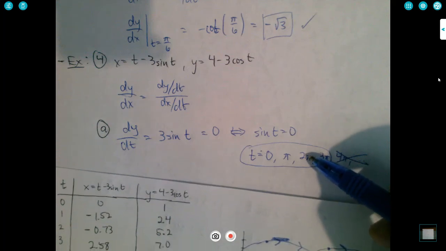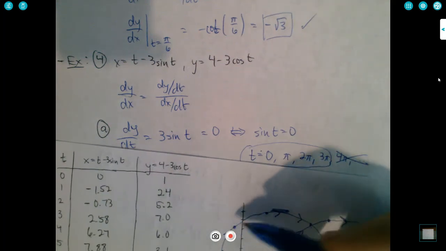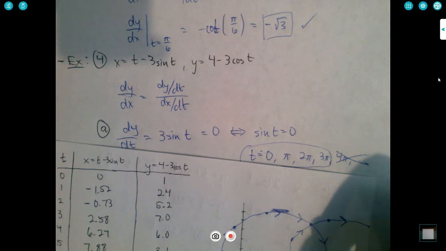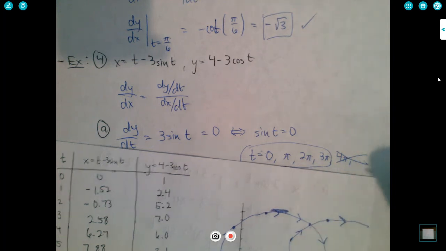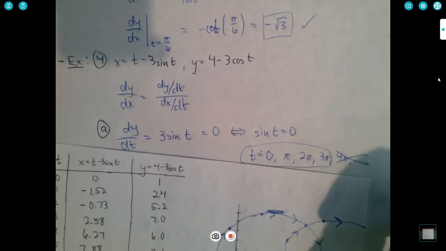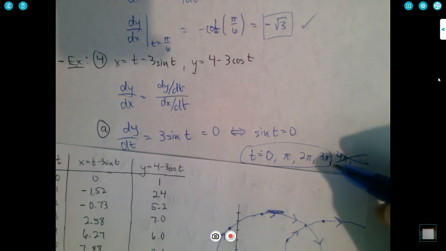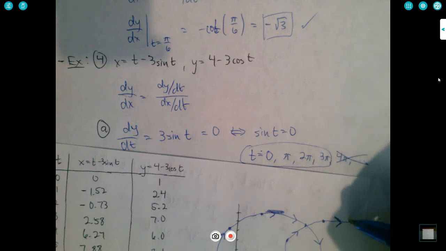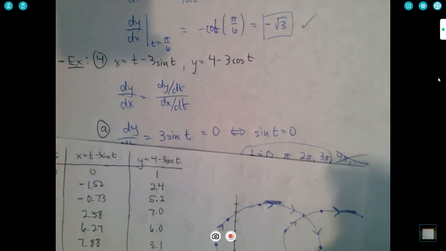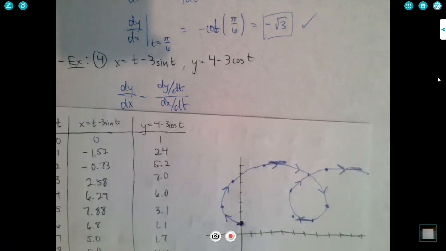At 6.28. So 1, 2, 3, 4, 5, 6, and 7. So somewhere between these 2 points, it's flying horizontally, right? Somewhere in between, and so forth. So this is making plenty of sense. And then it's flying horizontally again at like 9 point whatever, right? Somewhere out here, flying horizontally. So yeah, that lines up with our picture, I think, pretty well.